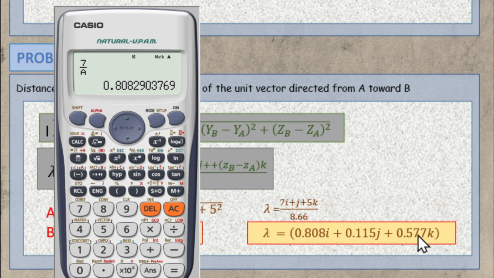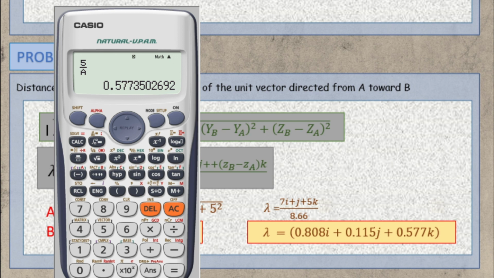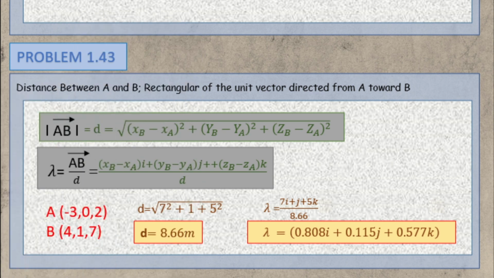Solving using our calculator, I already stored the value of our D, so 8.66. 7 over D is equal to 0.808 for i, and for j, it is 1 over D, so 0.115, and for k, it is 5 over D, which is 0.577 k. And now we already have our answer on problem 1.43.